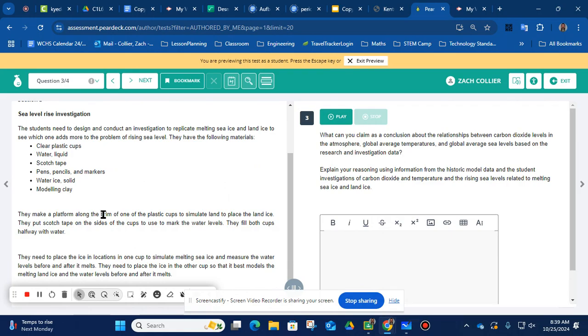But hopefully you can remember the outcome was that the sea level rose in the case when you had land ice melting. It didn't really rise at all when you had the sea ice melting. It didn't add to it.